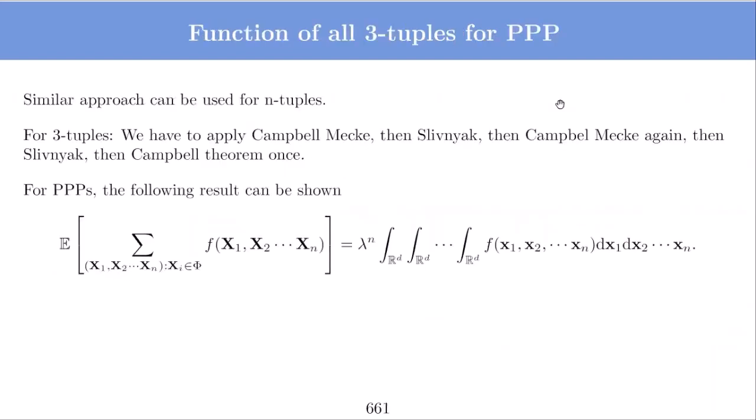Similarly, you can extend this to more pairs. If you have 3-tuples, you can apply Campbell-Mecke theorem, then for the PPP case Slivnyak theorem, then again Campbell-Mecke theorem, then Slivnyak again, and then again Campbell-Mecke theorem, and you get the result. So you can show that for n-tuples in PPP, if you do it recursively, the expected value of the summation of a function of n-tuples is given by lambda to the n times an n-dimensional integration of f(x1, x2, ..., xn) dx1 dx2 ... dxn. This is just a general result of what we saw in the pair case.